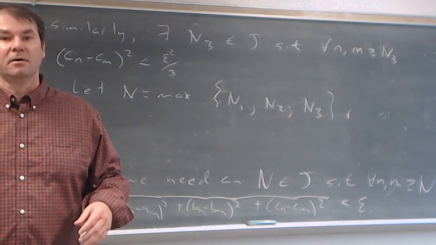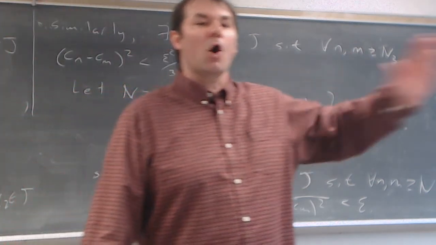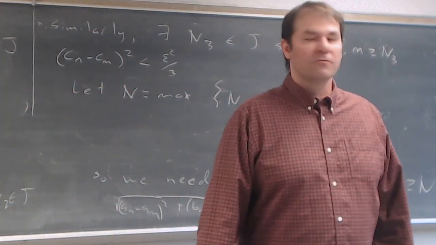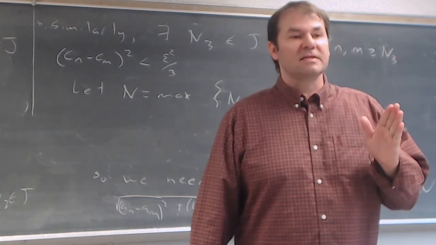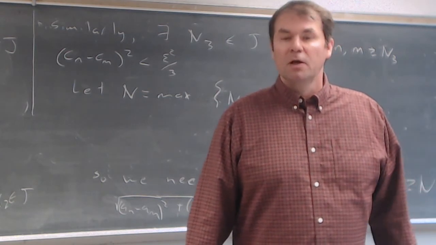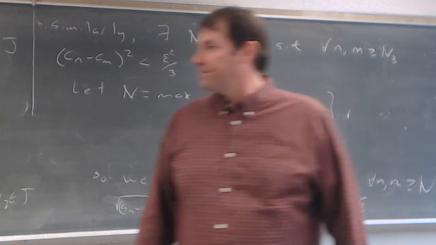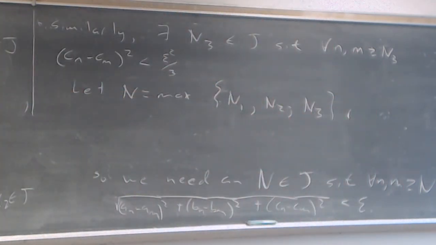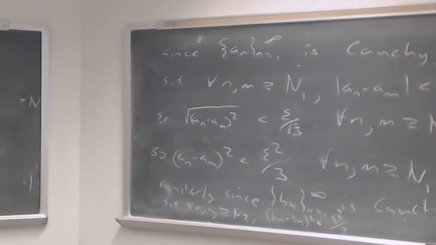Is that okay? For the sequence b sub n, there's a spot. We call it n sub 2, such that from that spot on, you get what you want. For the sequence c sub n, there's a spot in that sequence such that from that spot on, you get what you want. You want to get all 3 of those things to happen. Okay? So here, just to hammer home the point, I hope.